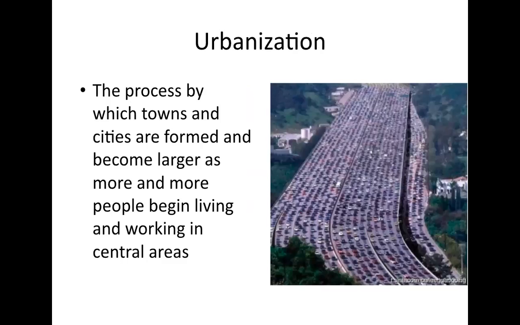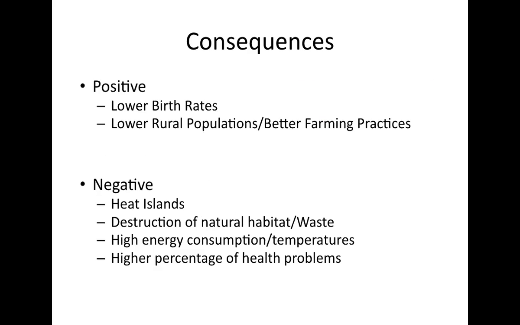So what is urbanization? The process by which towns and cities are formed, and they become larger as more and more people begin living and working in these central areas. Consequences of this: we have positive and negative. Positive: lower birth rates and lower rural populations, and therefore better farming practices. Negative: things like heat islands, and we talked about these two units ago, okay? Destruction of natural habitat and waste, high energy consumption with temperatures, and then a higher percentage of health problems.